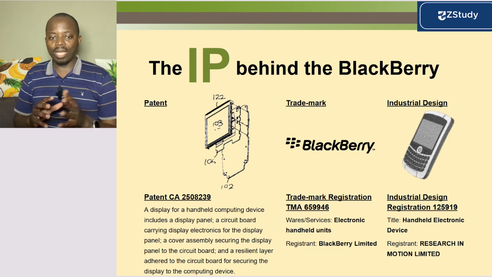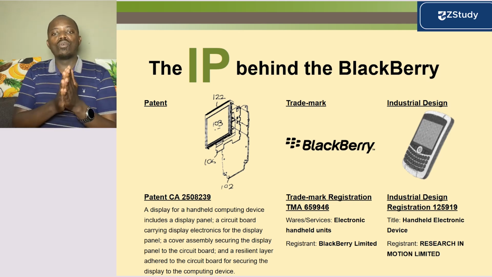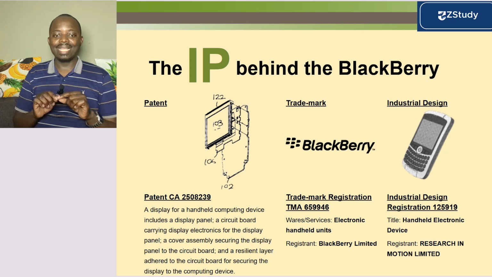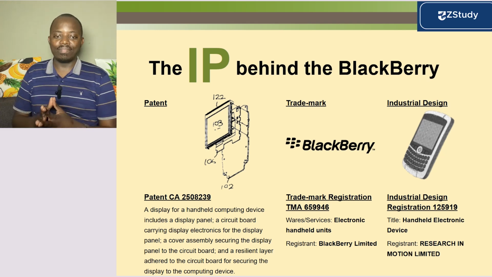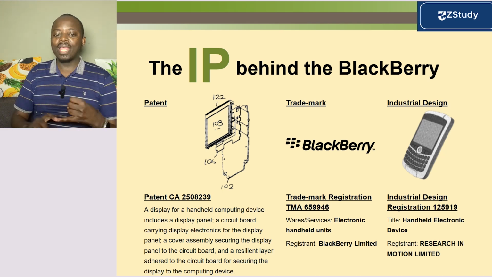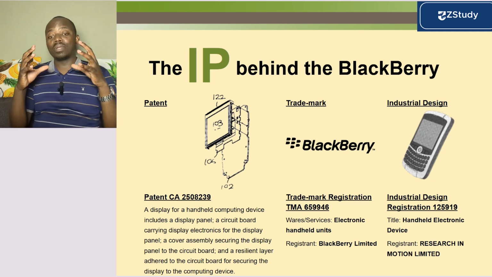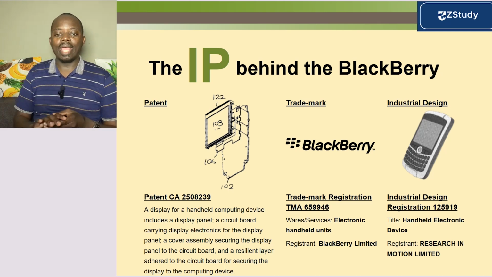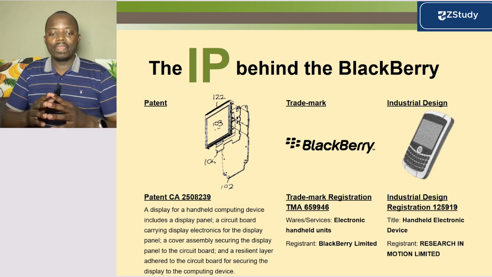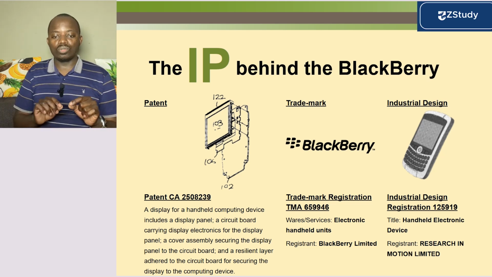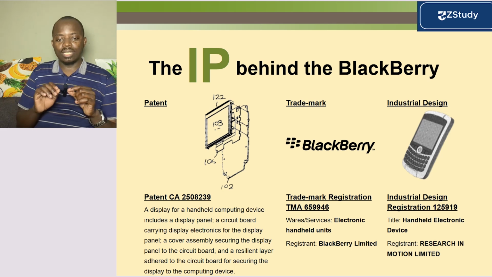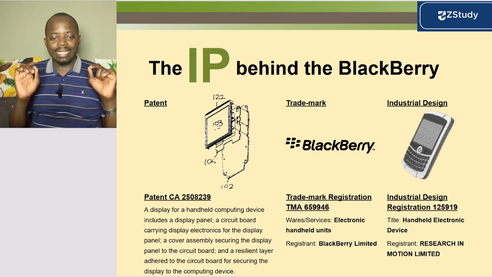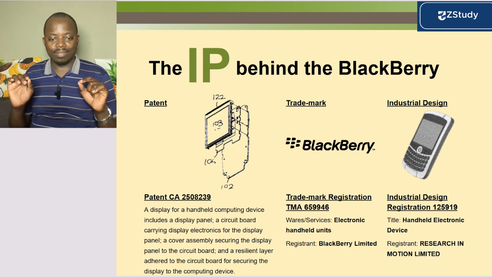Now, if you go on PCT and search for patent CA 2508239, CA representing Canada, because BlackBerry was innovated or designed or invented in Canada, it's a Canadian product, you could see that we had a patent. Now, the patent for BlackBerry was specifically for the LCD, all right? A display for a handheld computing device, including a display panel, a circuit board carrying the electronics for the display panel, a cover assembly securing the display panel to the circuit board, and a resilient layer adhered to the circuit board for securing the display to the computing device.